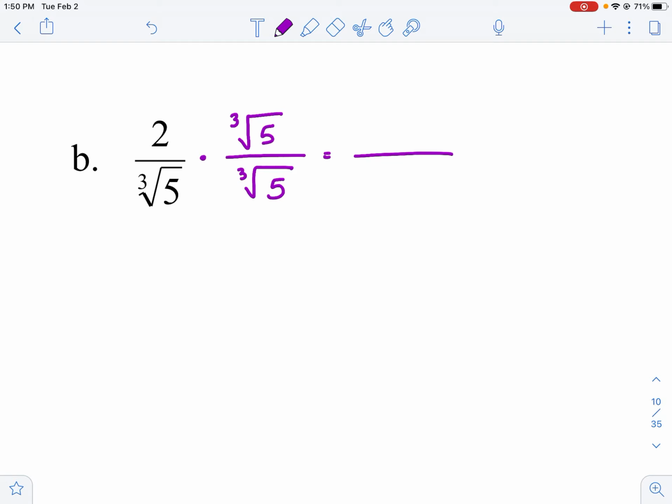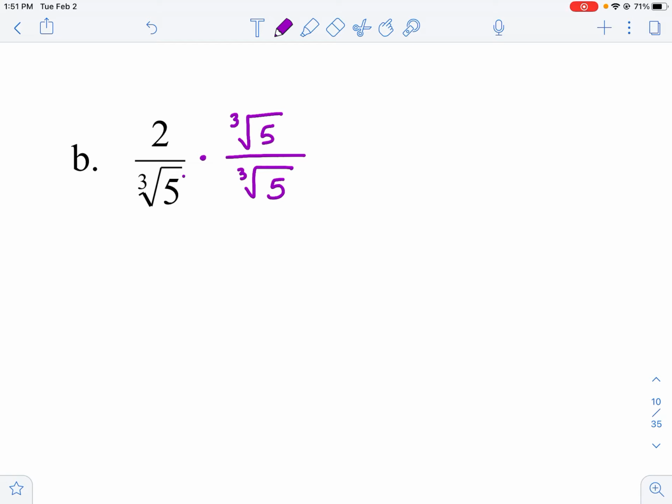So maybe don't write this down though. So we have 2 times the cubed root of 5 in the numerator, and in the denominator I have the cubed root of 5 squared. Now if we look at this, we run into a problem because my index and my exponent do not match. Because they don't match, I still have that radical in the denominator. So in order to fix that, we have to make them match.